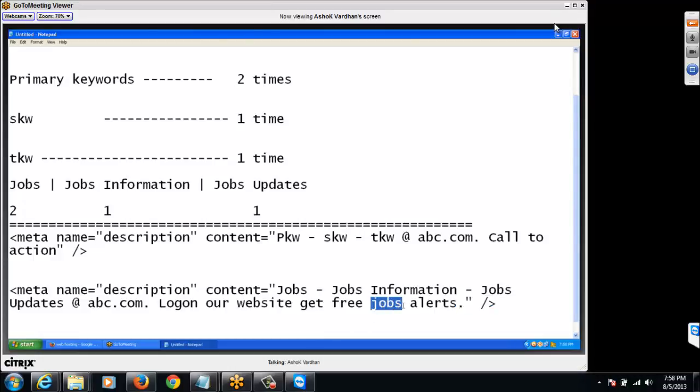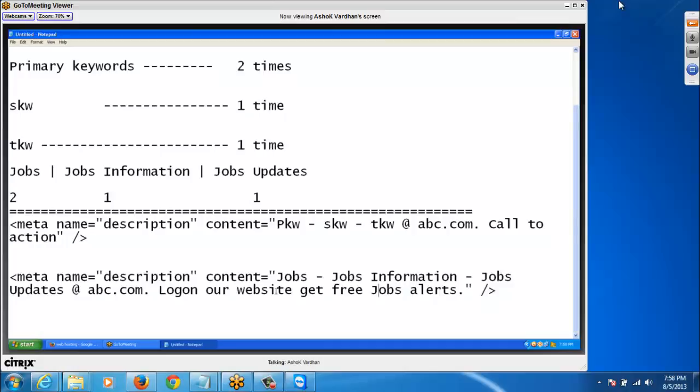Here I have written jobs. So this rule I fulfill. Jobs is two times, first one is jobs here, another one here jobs. Here the starting letter should be capital. This is very important. In title tag and description, the starting letter must be capital. Jobs, J capital. Forget about all the other things, but when you observe this, the starting letter should be capital.